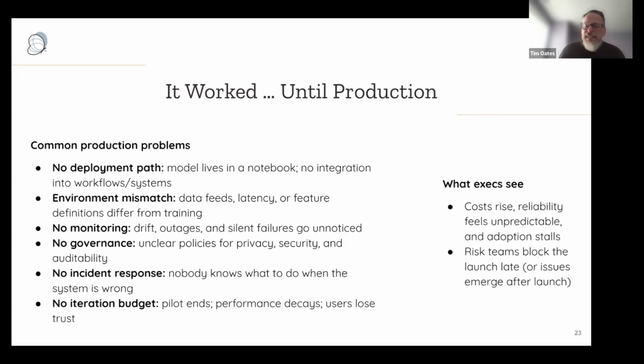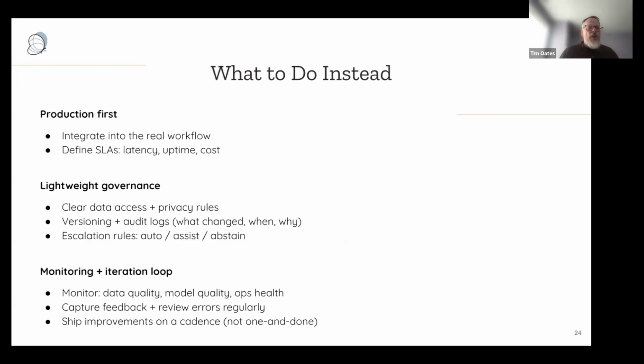Okay, so what executives tend to see when this happens is, oh, our costs are rising. We're putting in a ton of money. We had this demo, it took a week to get this thing that looked amazing, and now you're telling me it's going to take 3 months. What's going on? The reliability feels unpredictable and people aren't adopting, right? Because if you just roll the demo out to somebody and say, hey, put this in your workflow, and it's got a lot of problems, then they're not happy. And then other teams come in and say, whoa, we've got to push back the launch date, or maybe issues emerge after the launch, right? So what do you do?